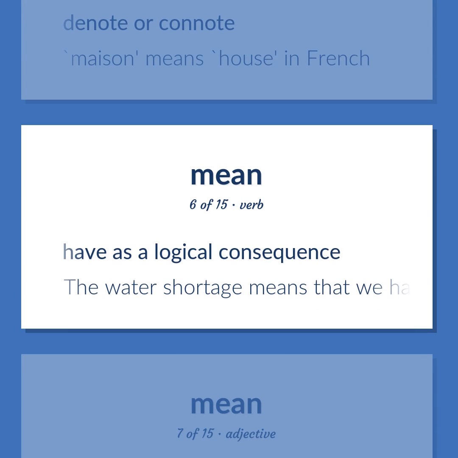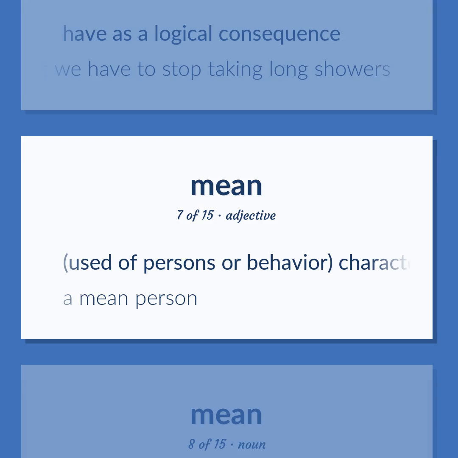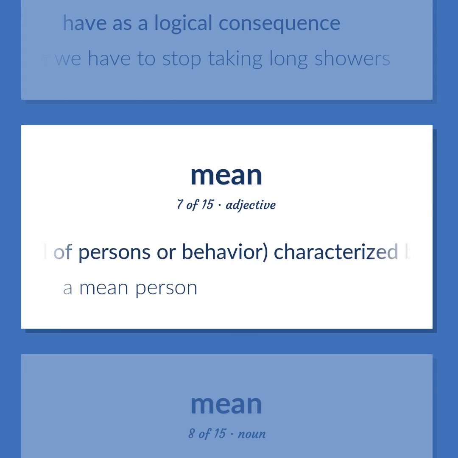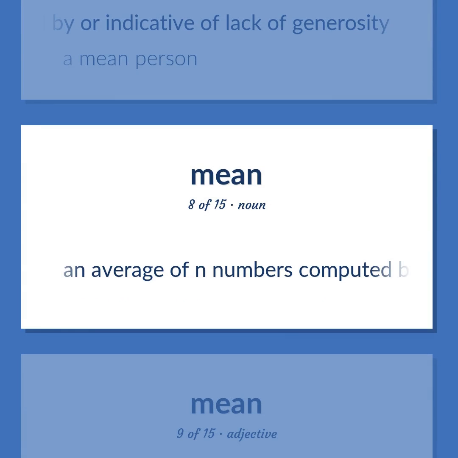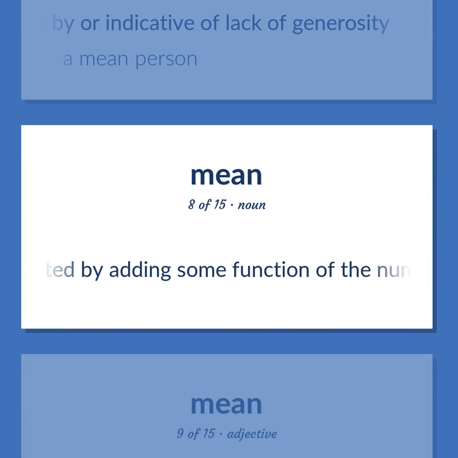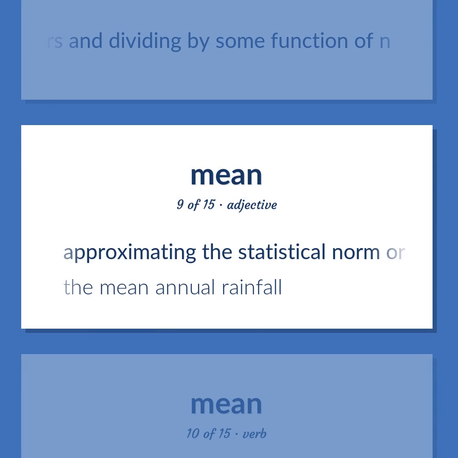Have as a logical consequence. The water shortage means that we have to stop taking long showers. Used of persons or behavior, characterized by or indicative of lack of generosity. A mean person. An average of n numbers computed by adding some function of the numbers and dividing by some function of n. Approximating the statistical norm or average or expected value. The mean annual rainfall.